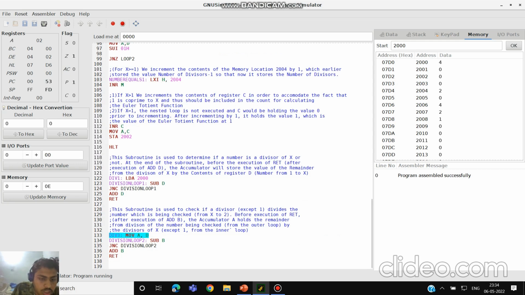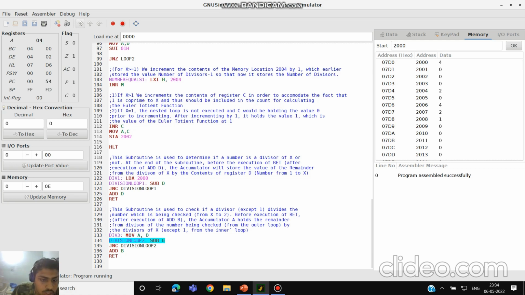It's a small subroutine where D is moved to A. The dividend, as you will also realize and remember, is changing and changing and changing. We are decrementing it by 1 so that we go through the list of X to 2, because we want to check for each of the dividends from X to 2 whether they are divisible by the divisors starting from 2006, which we have already calculated. So move D to A, division loop, SUB B. So B, as you remember, holds the divisors that we receive from here.